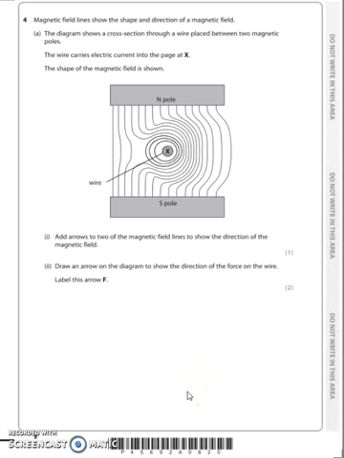This is June 2016, paper 2. This is question number 4. We've got some magnetic field lines and they're showing the shape and direction of a magnetic field. So here they are. The diagram shows a cross section.